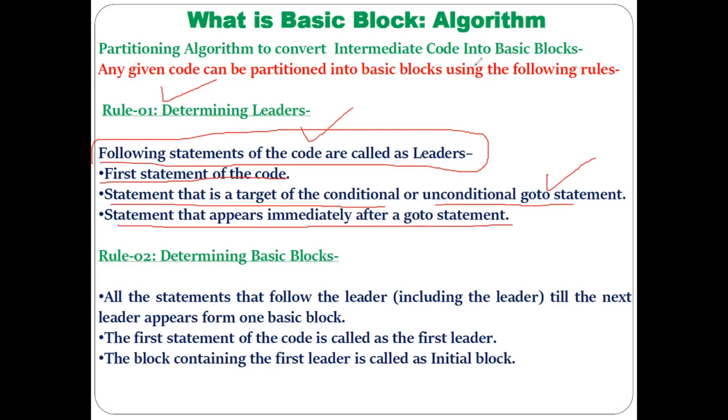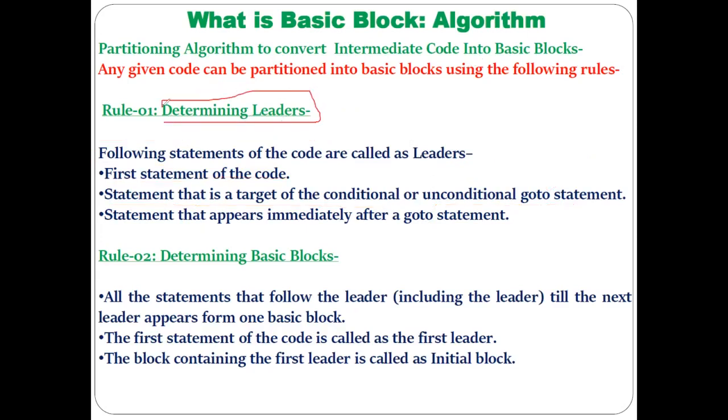This means that to determine the leader statements, there are three things to keep in mind. The first statement of the intermediate code is always a leader statement. Then the target of a conditional or unconditional go to is a leader statement. And the statement which appears immediately after a go to statement is also a leader statement. So there are two main rules we need to apply to partition the given intermediate code into basic blocks. The first rule is regarding determining the leader statement, and the second rule is determining the basic block.